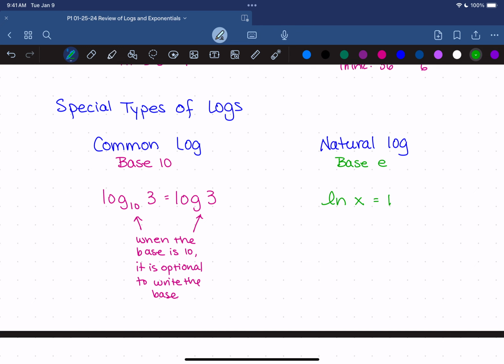And this is the same thing as saying log base e of x. However, don't write it this way. I mean, yes, it does mean the same thing as the natural log of x. However, we never write it this way. If your base is e, it's written as ln x. So yeah, there's common logs and natural logs.